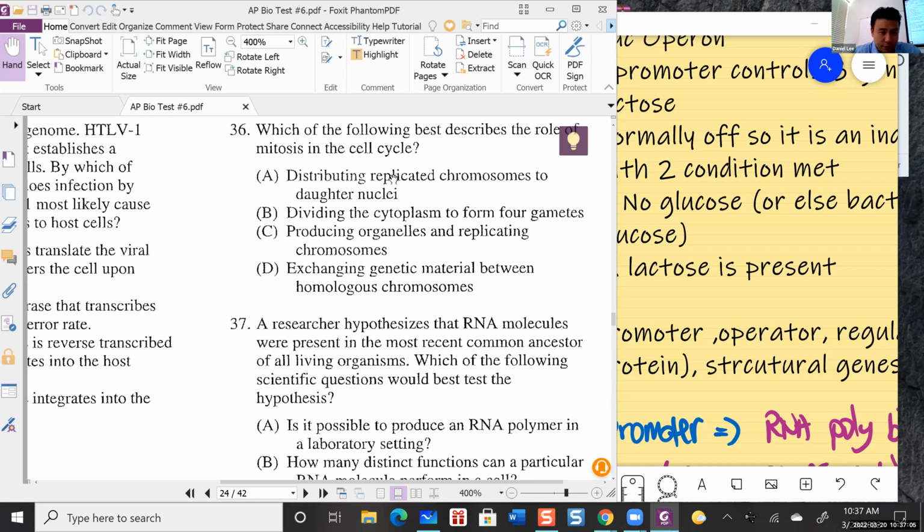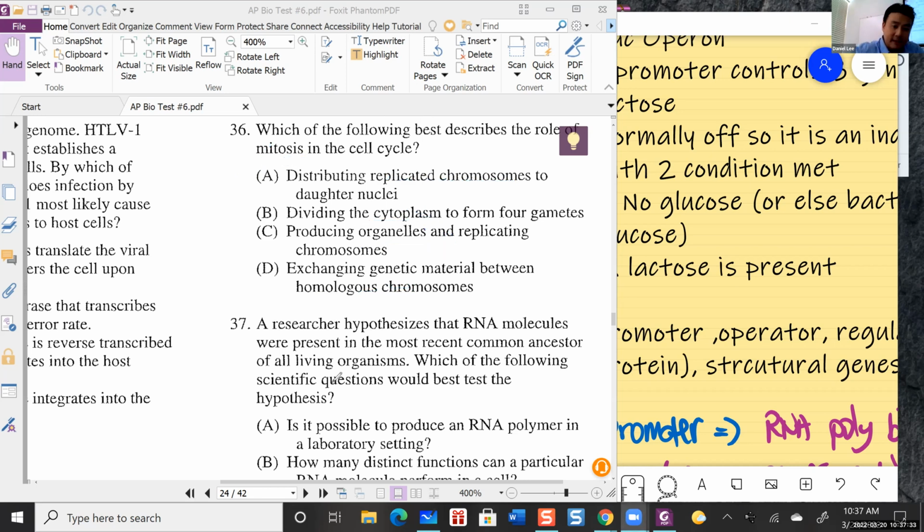Distributing of replicated chromosomes, which are called sister chromatids, right? To daughter nuclei. That's the whole point, right? It does not divide the cytoplasm, that's cytokinesis. Producing organelles, that's not mitosis; the organelles are usually made in the G1 or G2 phase, okay? Exchanging genetic material between homologous chromosomes, that is crossing over, that is not mitosis, yeah? All right, so A is the answer.